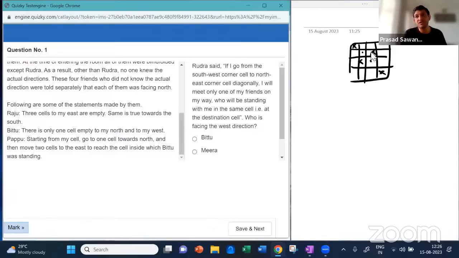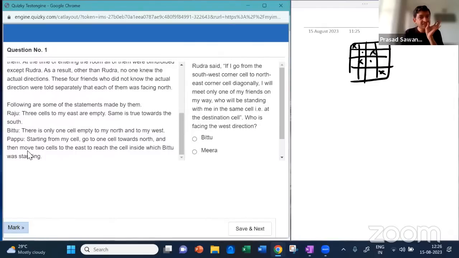It could be this square also if I'm facing this direction. Okay, understood. Not everybody is facing north. So one person is facing the north, the other person cannot. So if Raju is in this X square, Bittu can't be in this dot square, because then Raju and Bittu will both be facing the north. So that is not a possibility. Understood. So Raju is in a corner square. Bittu is in one of these inside squares, I think.